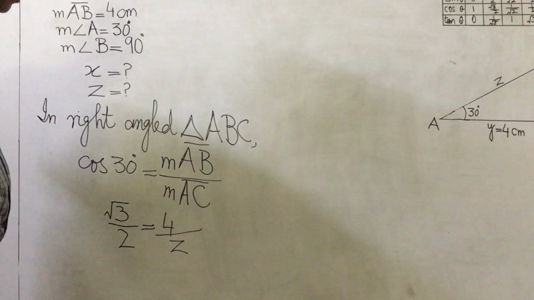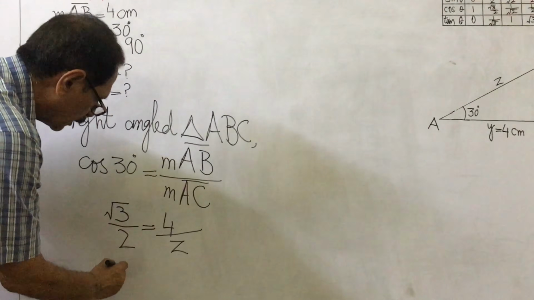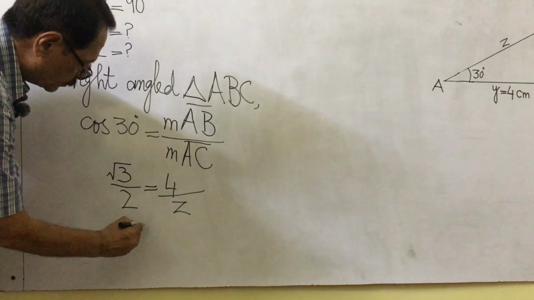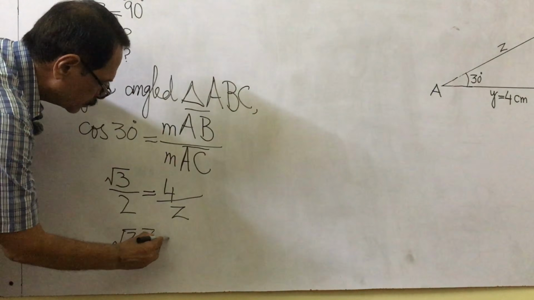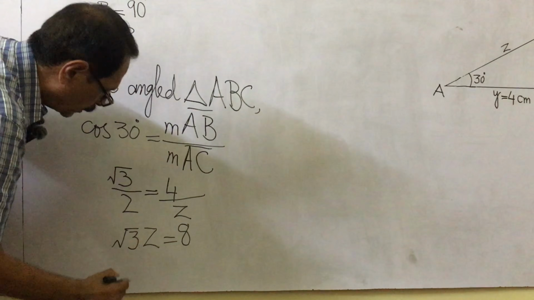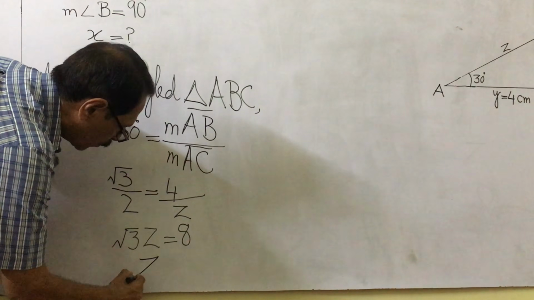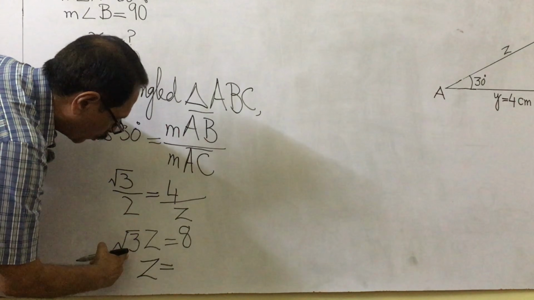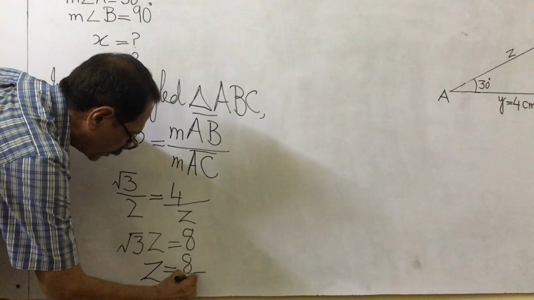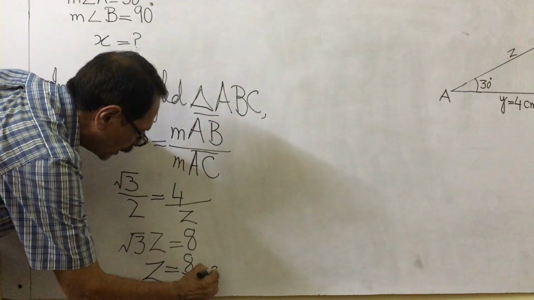By cross multiplying, square root of 3 Z is equal to 4 2s are 8. Z is equal to, dividing both sides by square root of 3, 8 over square root of 3 centimeters.